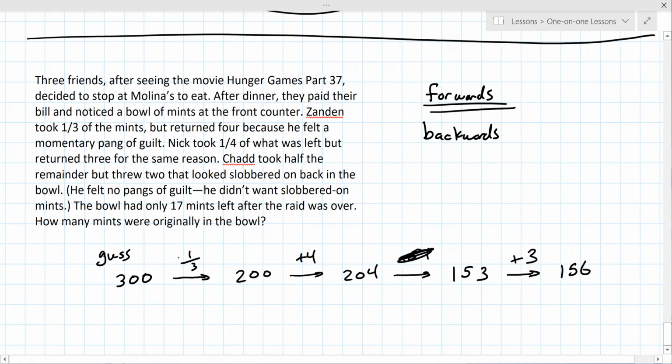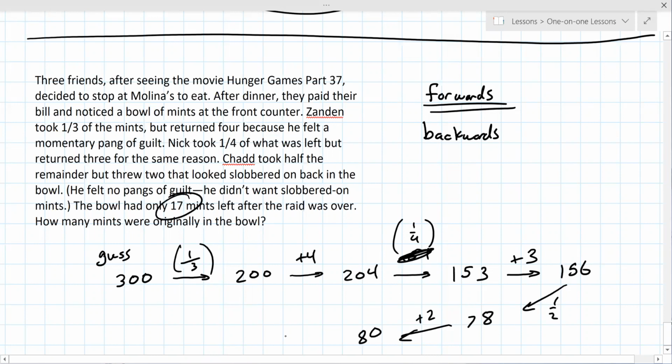So this is kind of that, and that's kind of a 4th. Okay, and then Chad took half the remainder, so half of that is, what's half of 156? 78, right? And then he put 2 back, and he had so +2, so there was 80. Is that 17? No.